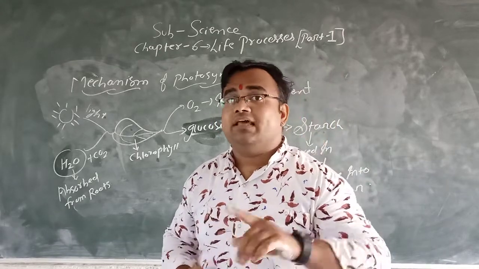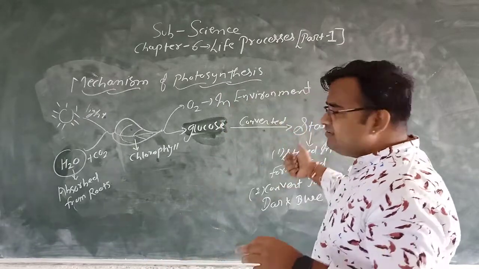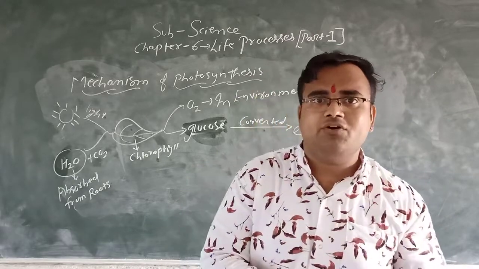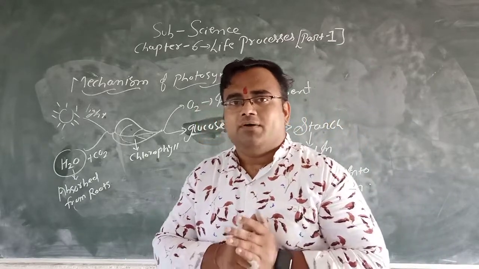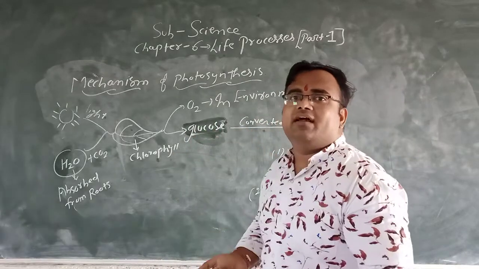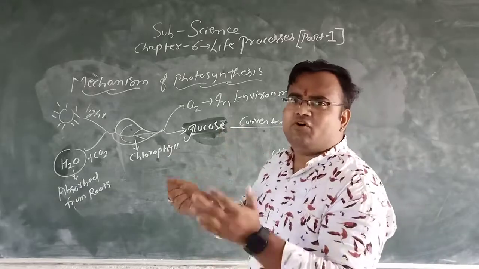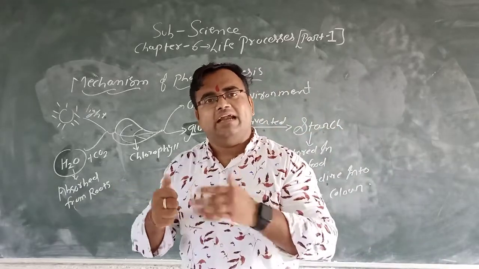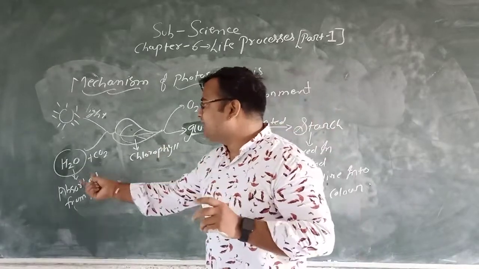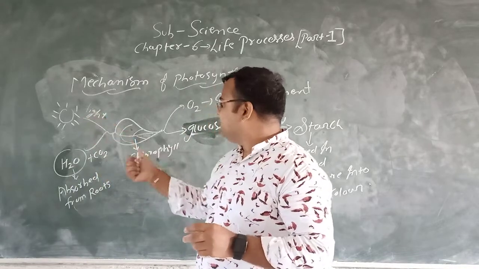So there is one activity for the confirmatory test of starch in the plant. That activity we'll see in the next part of our chapter. So this is the diagram by which we can understand the mechanism of photosynthesis. There are a few points of mechanism of photosynthesis that will continue in the next lecture. I am repeating it again. Water and carbon dioxide combine in presence of light and chlorophyll.